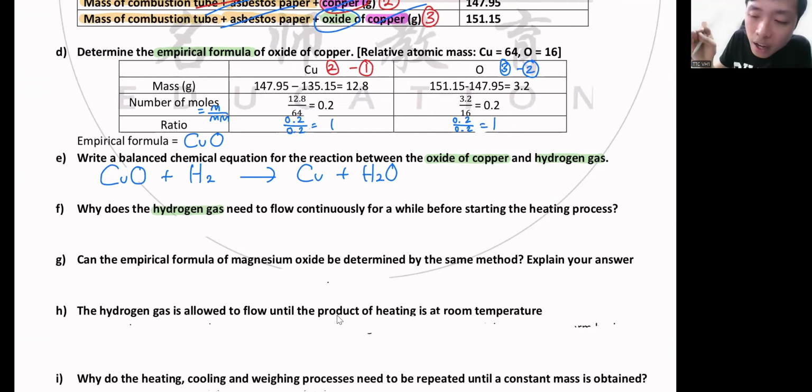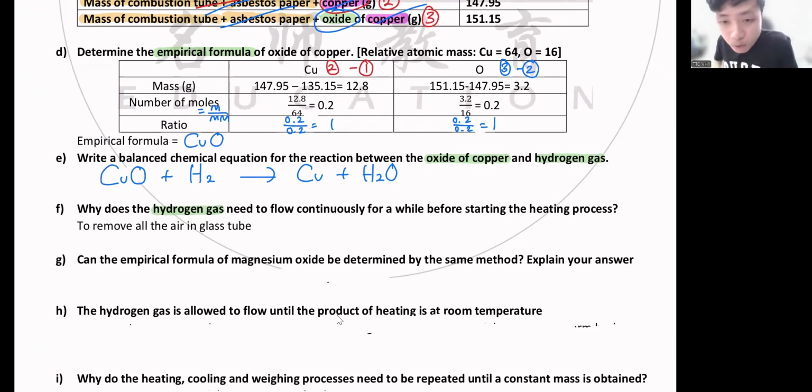Because oxygen and hydrogen react. So when you let oxygen enter, especially when you're heating, because the temperature is very high, you might easily catch fire. You might easily explode. That's why before starting, you have to remove all the air, all the oxygen, from the gas tube. Because this experiment is CuO plus H2, not CuO plus O2.